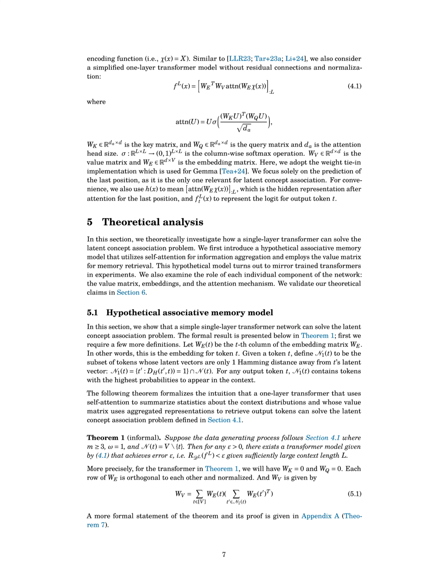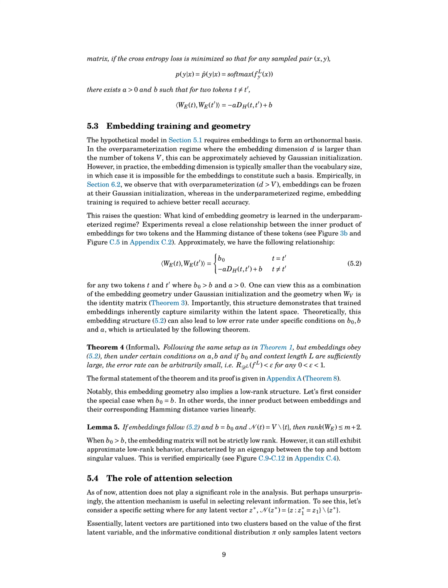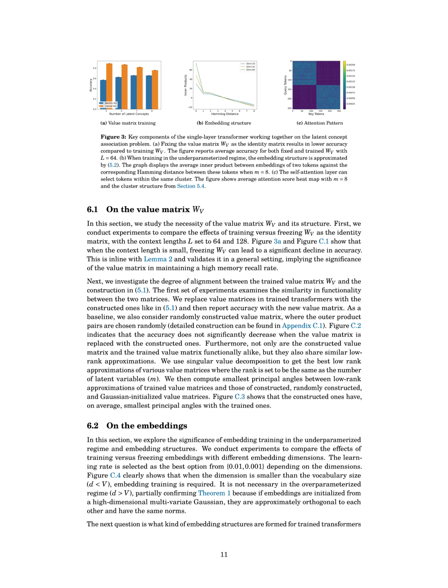Theoretical analysis is conducted to understand how the transformer solves the latent concept association problem. The method proposes a hypothetical associative memory model where self-attention aggregates information and the value matrix aids in memory retrieval. The study also investigates the role of embeddings, showing that training embeddings is crucial in the underparameterized regime to achieve better recall accuracy. Furthermore, the method explores the importance of the value matrix and its associative memory structure.